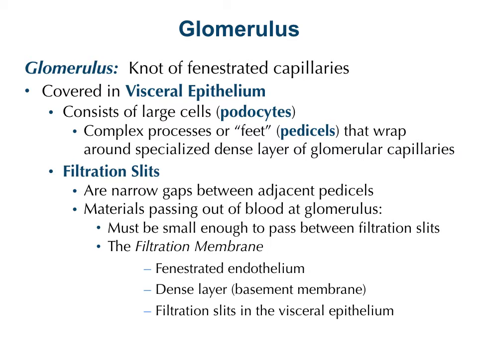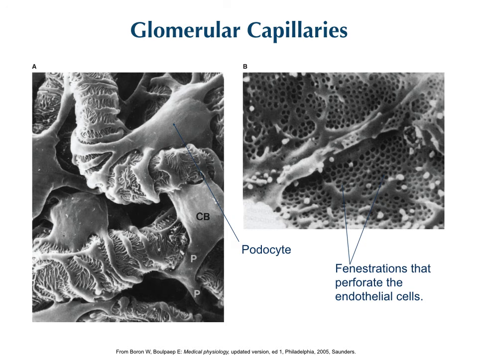On the next slide, we'll look at these podocytes up close. And here is a beautiful electron micrograph of the glomerular capillaries. You can see an arrow pointing to the podocytes, which wrap around the capillaries. And labeled CB, you can see the cell body of a podocyte, and labeled P, you can see the pedicel or the foot process. In B, we also see the vantage point from within inside of the capillary, that you can see the fenestrations that perforate the endothelial cells. So you get a very good view of the filtration barrier in the capillary. And really know this, because filtration of blood is where the action takes place in the kidney.